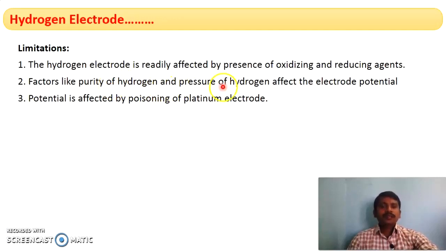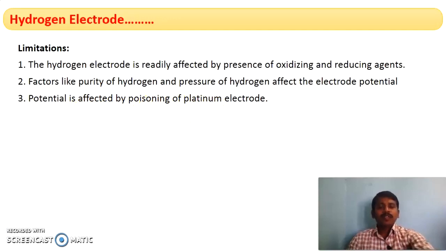And we have to maintain 1 atmosphere pressure during usage of SHE, standard hydrogen electrode. We have to maintain constantly 1 atmosphere pressure. If the pressure changes, it leads to errors. It will affect the electrode potential. This is another limitation. Next one, potential is affected by poisoning of the platinum electrode.